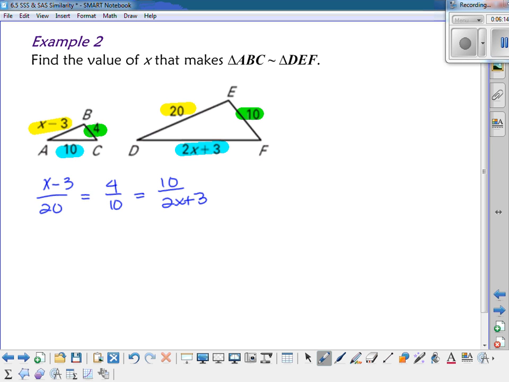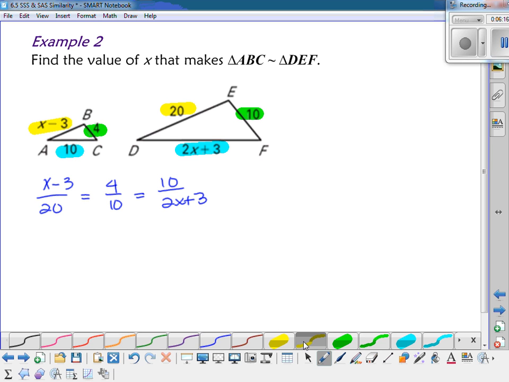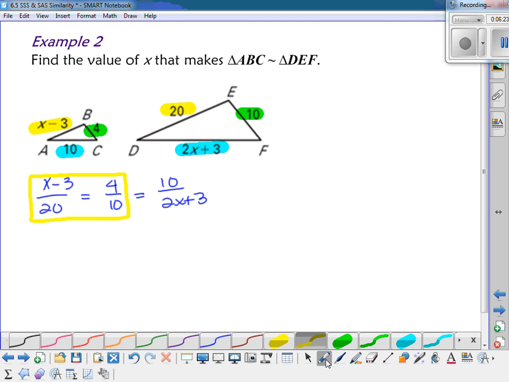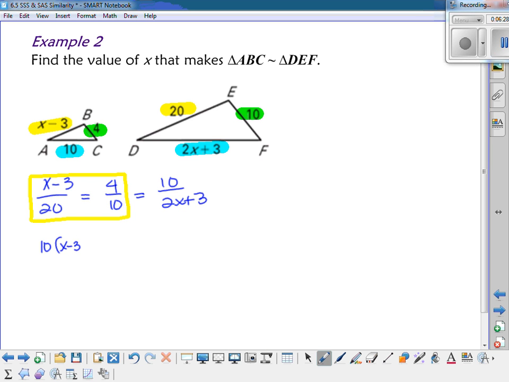Well, I don't need to solve all of them, I just need to solve one proportion, so I'm going to solve this proportion here. I'm going to cross multiply, and so when I cross multiply I get 10 times x minus 3 is equal to 4 times 20, and so 10x minus 30 is equal to 80, and if I add 30 to both sides, 10x is equal to 110, and therefore x equals 11.